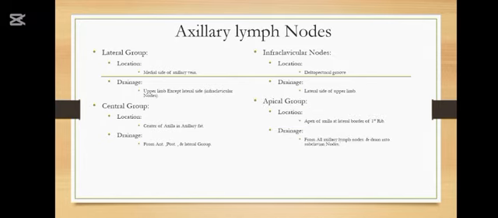In the last, we will discuss the apical group of axillary lymph nodes. Its location is the apex of the axilla at the lateral border of the first rib. Their drainage area is all the axillary lymph nodes, and the apical group itself drains into the subclavian nodes.